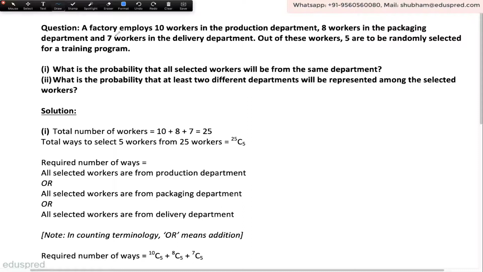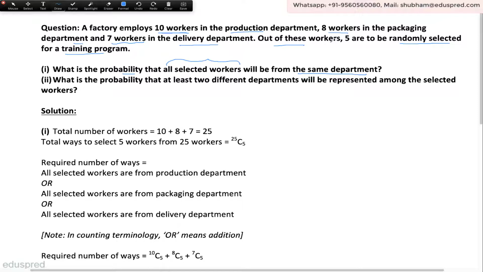In this video, I'm going to solve this question. A factory employs 10 workers in the production department, 8 workers in the packaging department, and 7 workers in the delivery department. Out of these workers, 5 are to be randomly selected for a training program. In the first part of this question, we have to figure out what is the probability that all the selected workers will be from the same department.